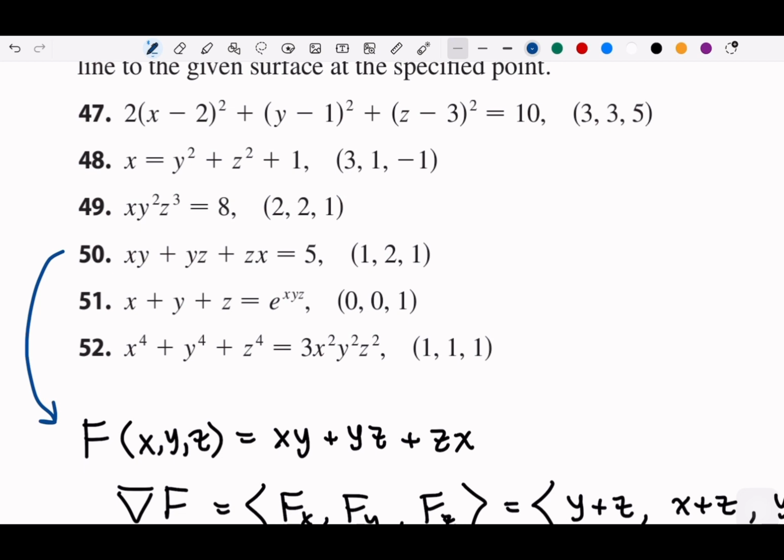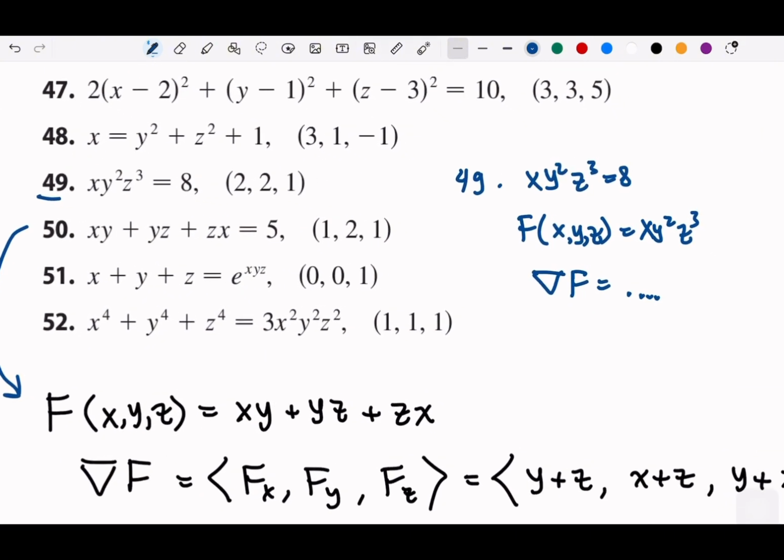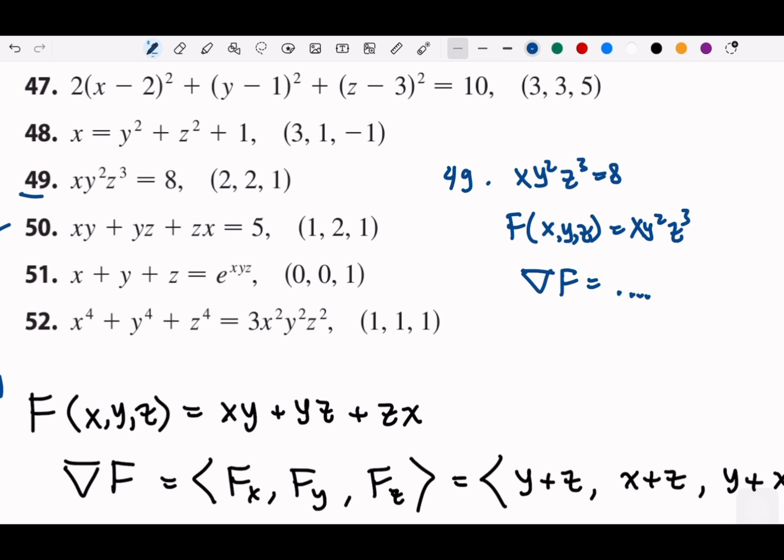Maybe before ending, one more, but maybe I'm not going to solve it completely. How about this, number 49? It's simple, but I would like to know how you did it. And I think some of you are still not used to the partial derivative, so I would like to know how much you didn't know. So let's say 49. Suppose the f, let me just help you here. I would like to know how you could get the partial x, partial y, partial z from that f.